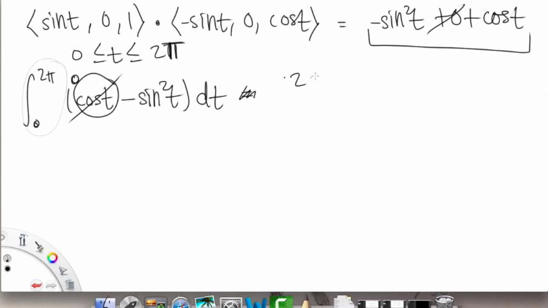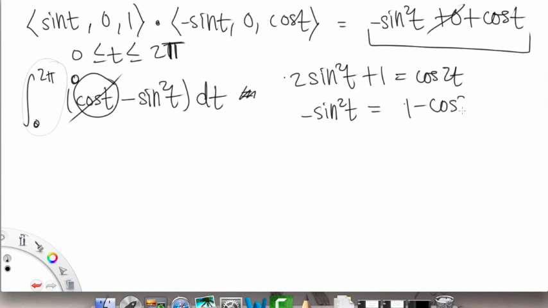So we know 2 sine squared t plus 1 is equal to cosine 2t. Here's our double angle formula. And to solve for a negative sine squared t, what we'd have to do is subtract this over to the side. So then basically what we would end up with, by doing a little bit of manipulation here, is negative sine squared t is equal to (1 minus cosine 2t) divided by 2. Okay? So that's what we're going to replace this with.